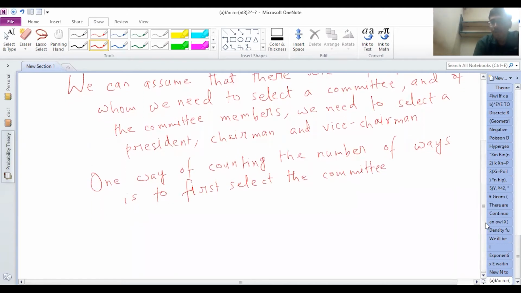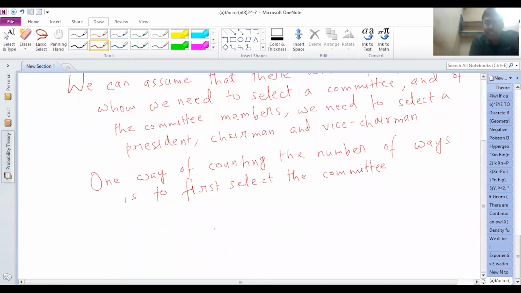So the size of the committee ranges from 1 to n. So the number of ways to do so is summation k equal to 1 to n of n choose k times k cube.